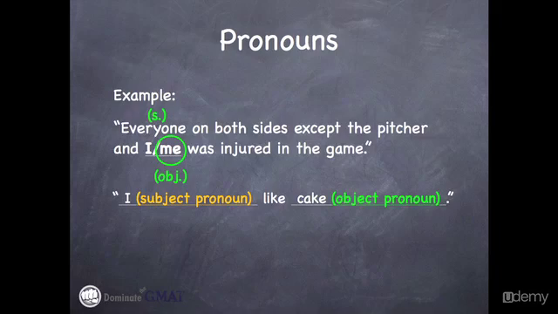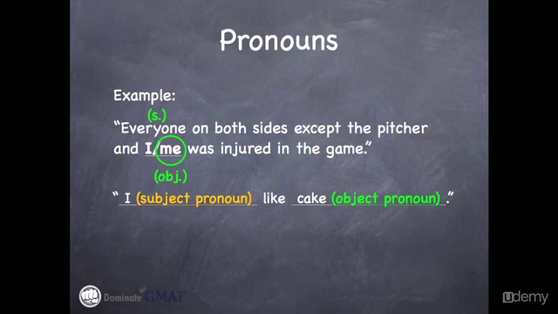That means everything else has to be the object pronoun, right? It's part of that prepositional phrase, on both sides, except the pitcher and me. So me is actually correct because it's got to be the object pronoun. Why? Because I'm not the subject of the sentence. If I were the subject of the sentence, somehow, like if everyone on both sides except weren't there, if the sentence simply read the pitcher and I were injured in the game, then certainly I would be part of the subject. Does that make sense? Using the subject-verb rules we just taught. But that's not what the sentence says.